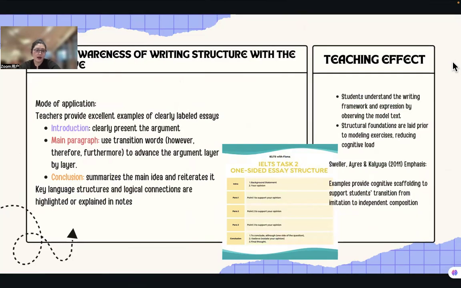like how to write the introduction, how many main paragraphs to use, how to use transition words to advance the argument layers, and also how to use the conclusion to rewrite my introduction and clarify. As many scholars have said, examples provide cognitive load reduction to support students' transition from imitation to independent composition. So it's very important to have good examples in our daily studies.